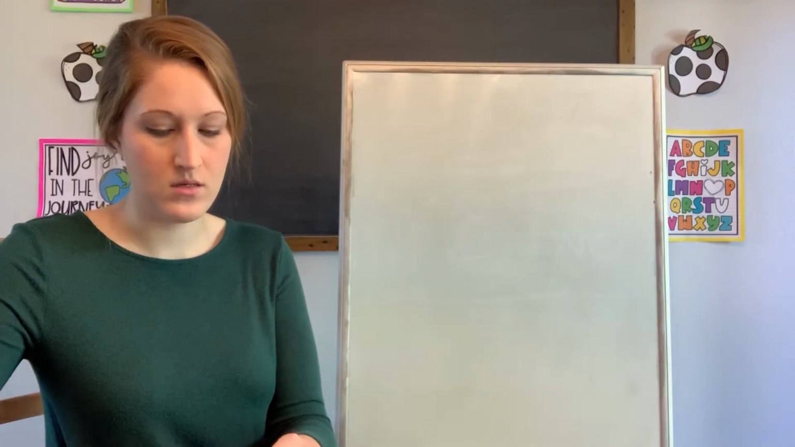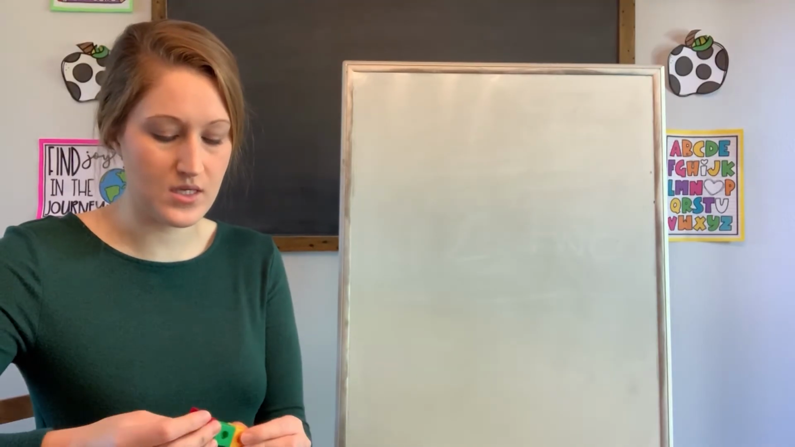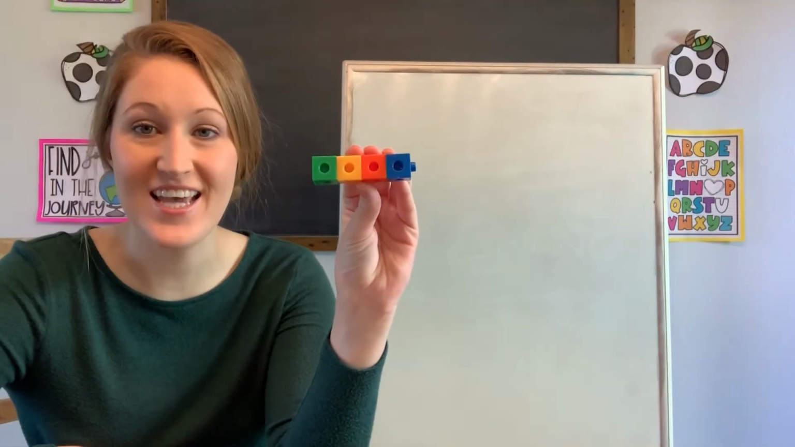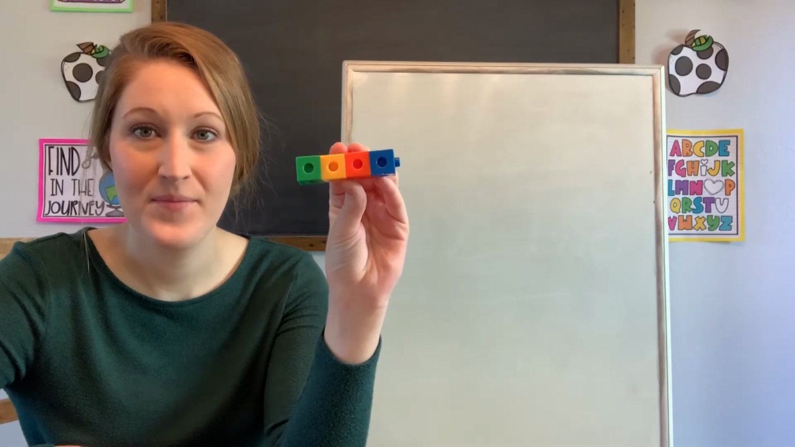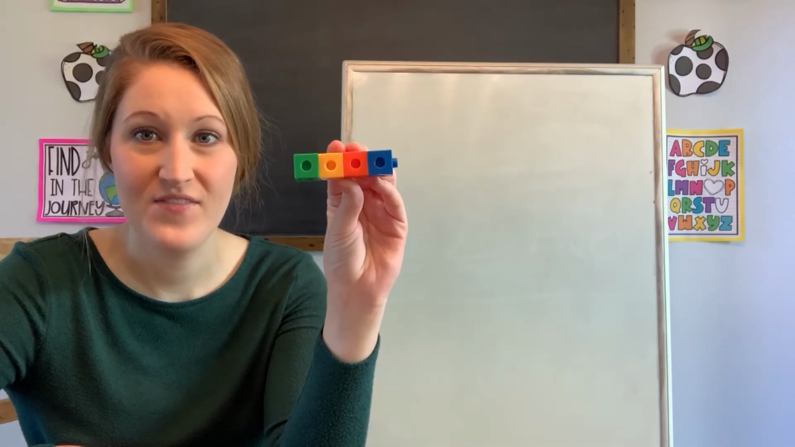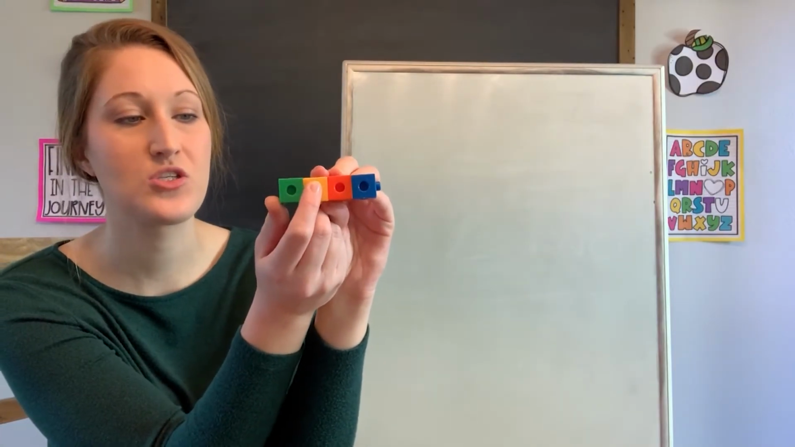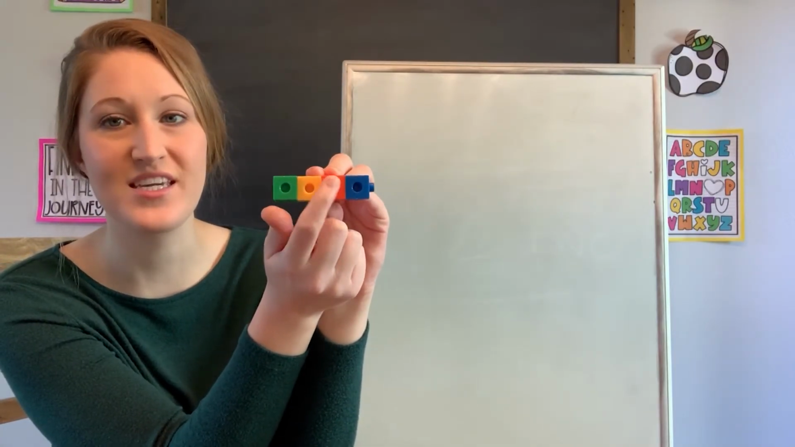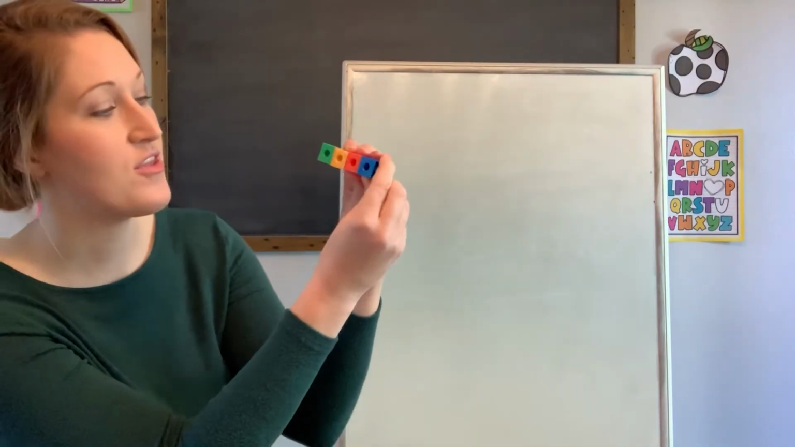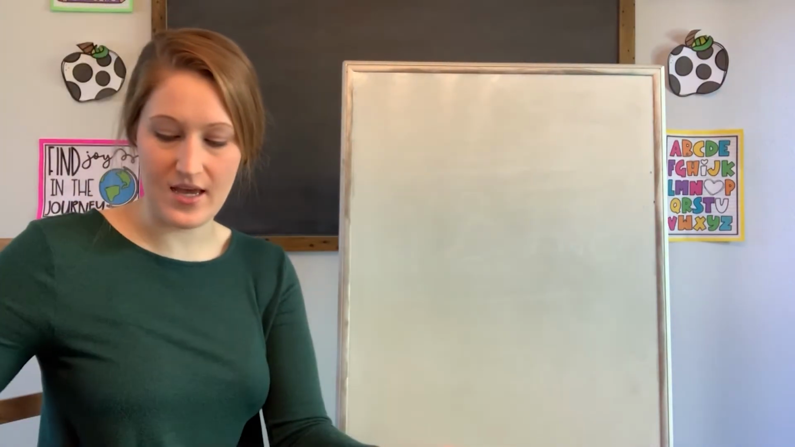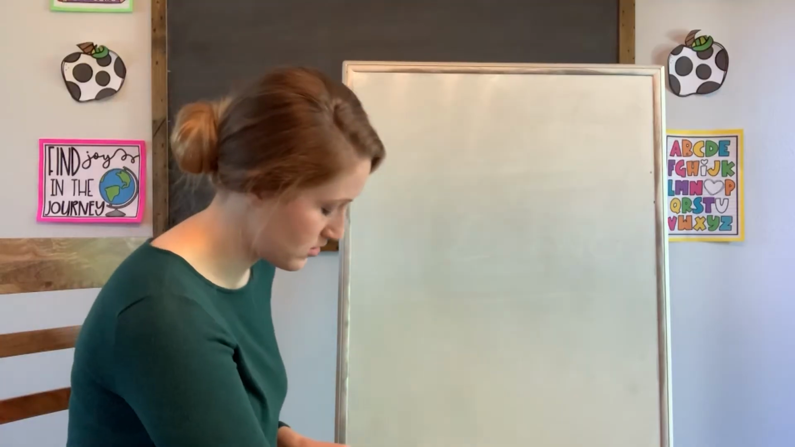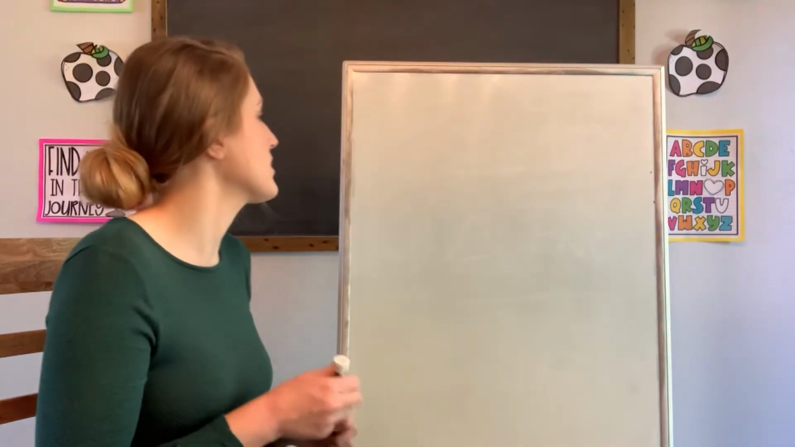How many do you see in this set? Very good. There's 4. 1, 2, 3, 4. There are 4 objects in this set. So I can start by drawing my picture. I lost my marker. There it is.